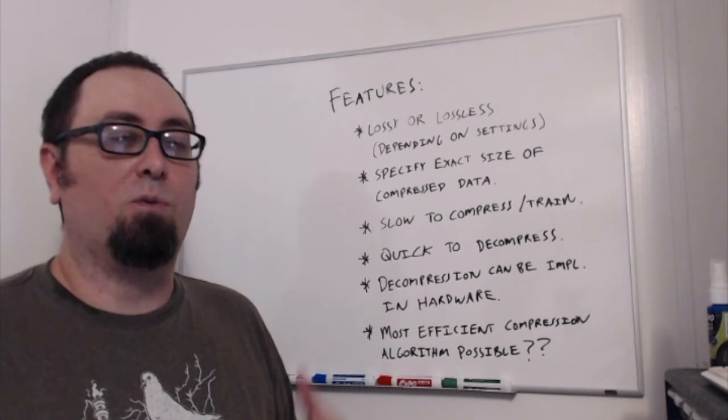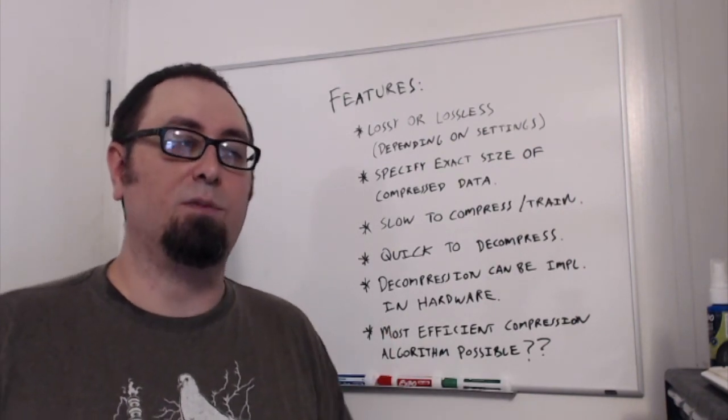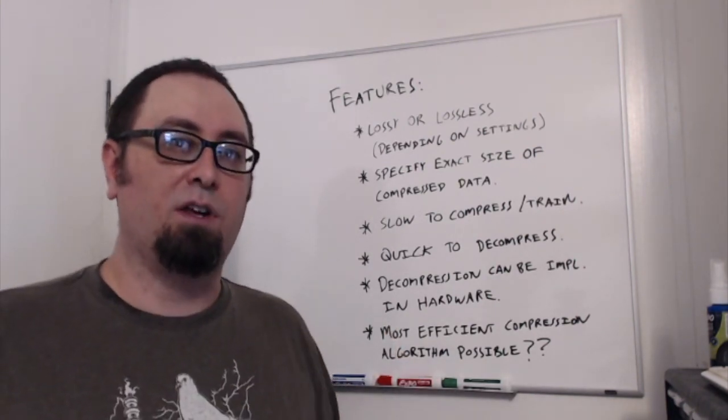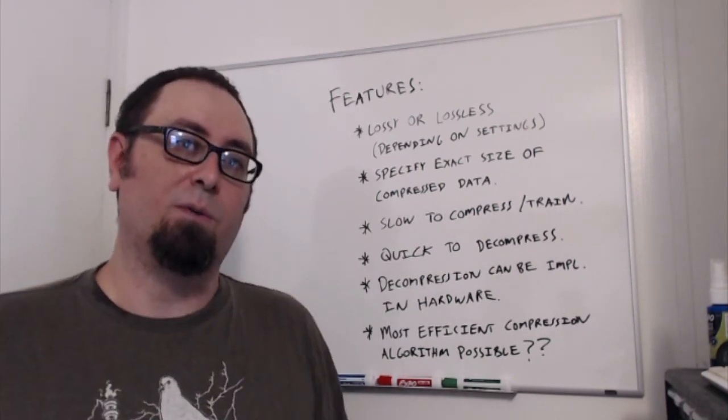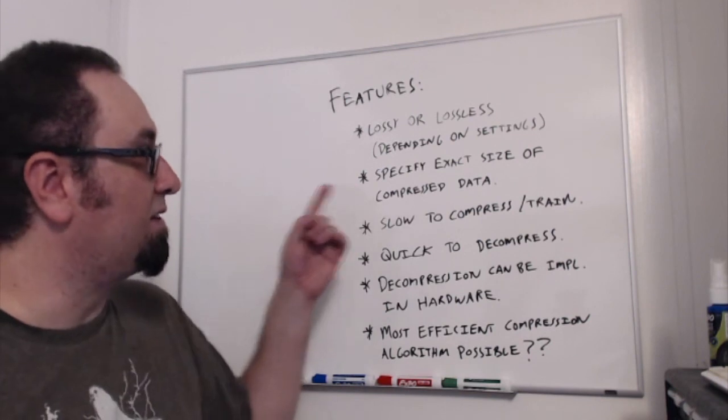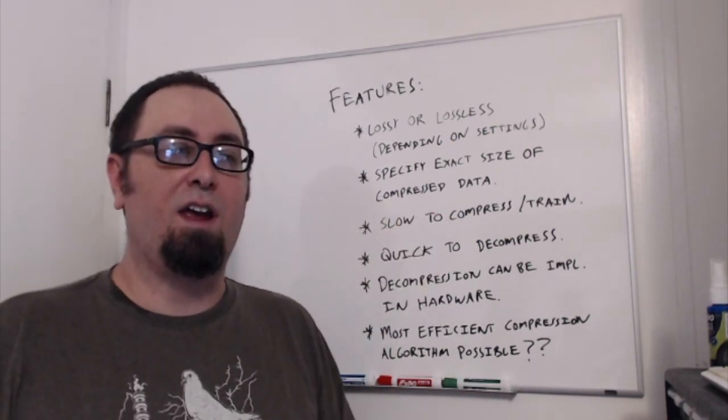If you want it to be lossless, use a big neural network. If you want it to be lossy, or high efficiency, high compression factor, use a small neural network. You can specify the exact size of the compressed data. And how do I know that?